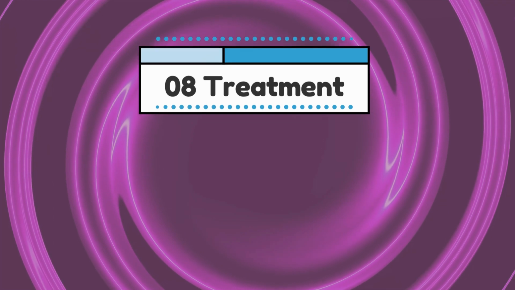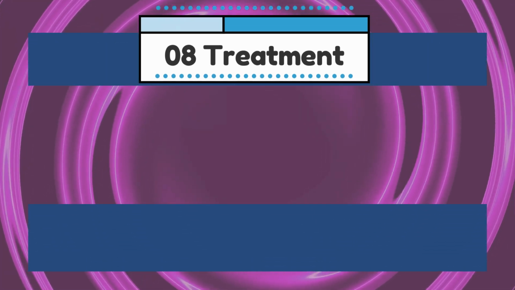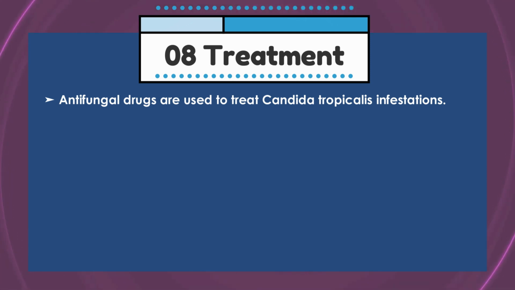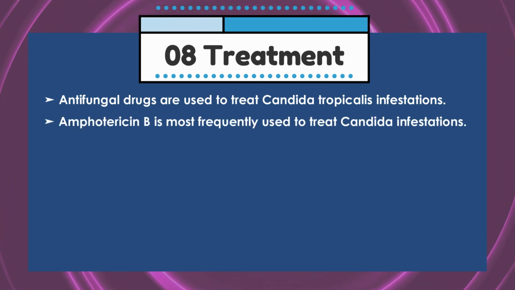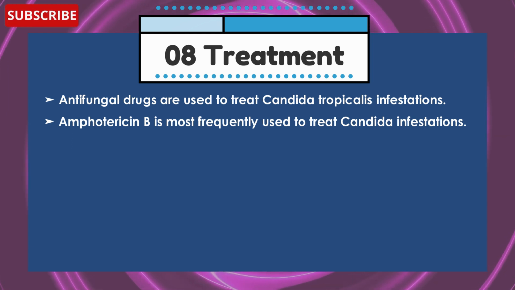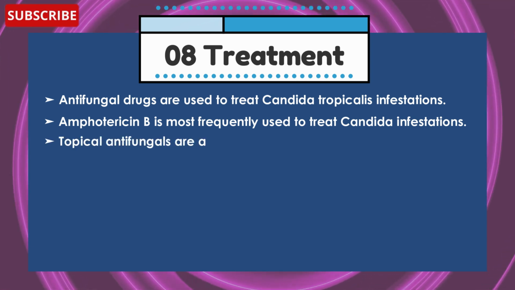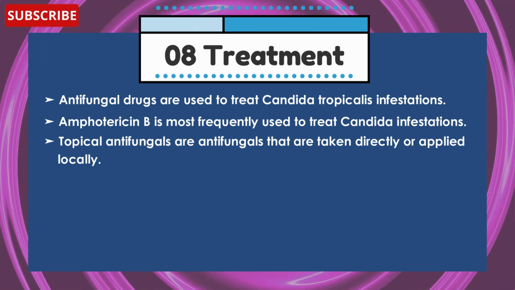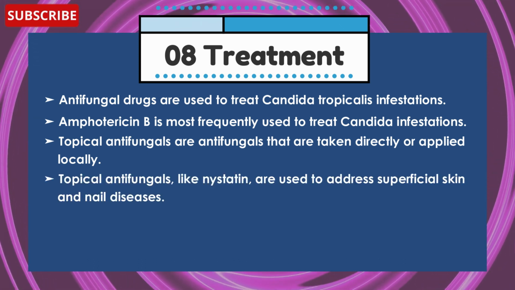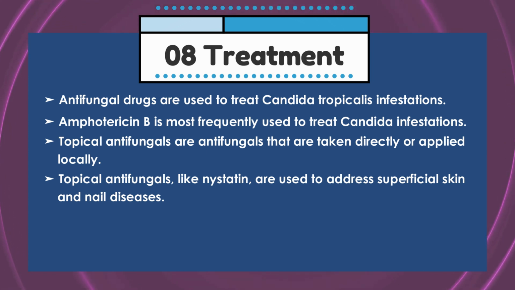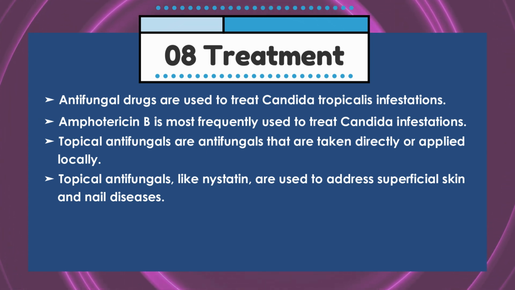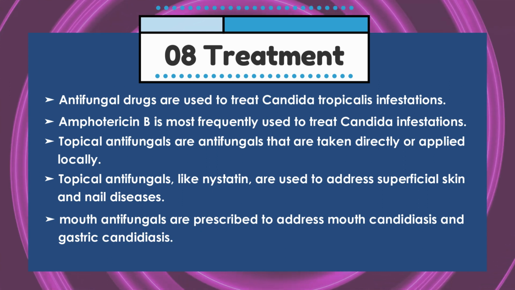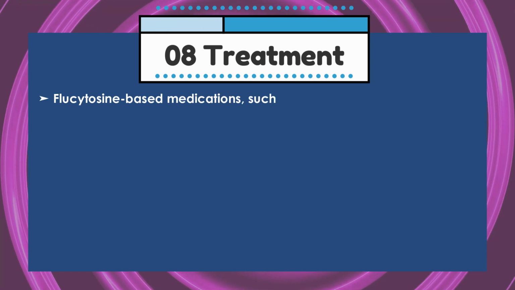Let's head to the treatment of Candida tropicalis infections. Antifungal drugs are used to treat Candida tropicalis infestation. Amphotericin B is most frequently used to treat Candida infestations. Topical antifungals are antifungals that are applied locally. Topical antifungals like nystatin are used to address superficial skin and nail diseases. Oral antifungals are prescribed to address oral candidiasis and gastric candidiasis.